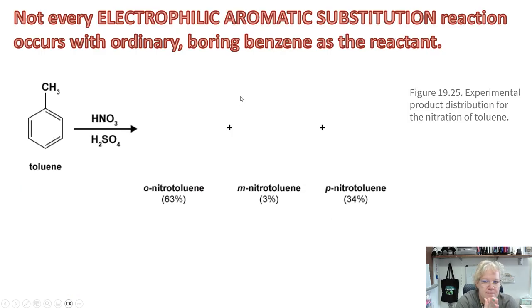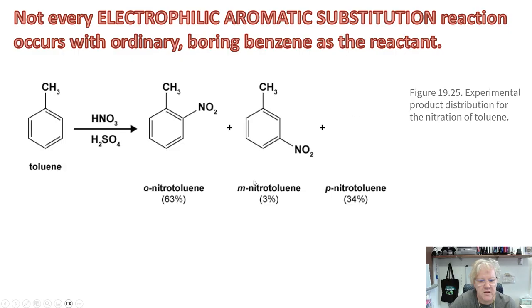So, as you can see now, not every EAS reaction occurs with just benzene. If we had toluene here, with a methyl group on it, and we wanted to nitrate it, we've got our nitric acid and our sulfuric acid. We can get the NO2 group here at the ortho. We can get the NO2 group here at the meta. And we could get it here at the para.